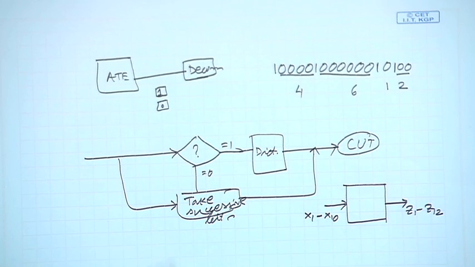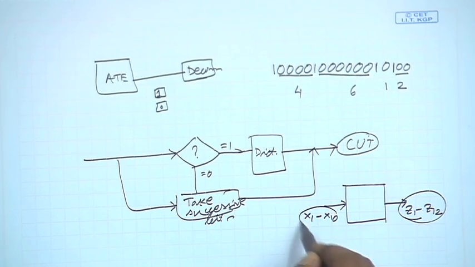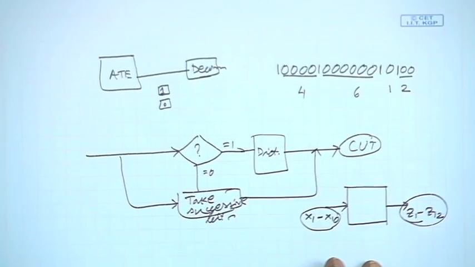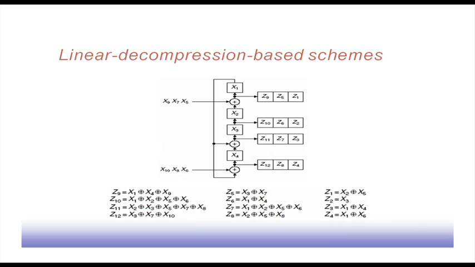So, it can generate a 12 bit output. If this happens to be my test pattern, I do not need to store 12 bits in the ATE, but only these 10 bits. These 10 bits can be given to the machine, the decompressor. The decompressor will generate the 12 bit patterns.